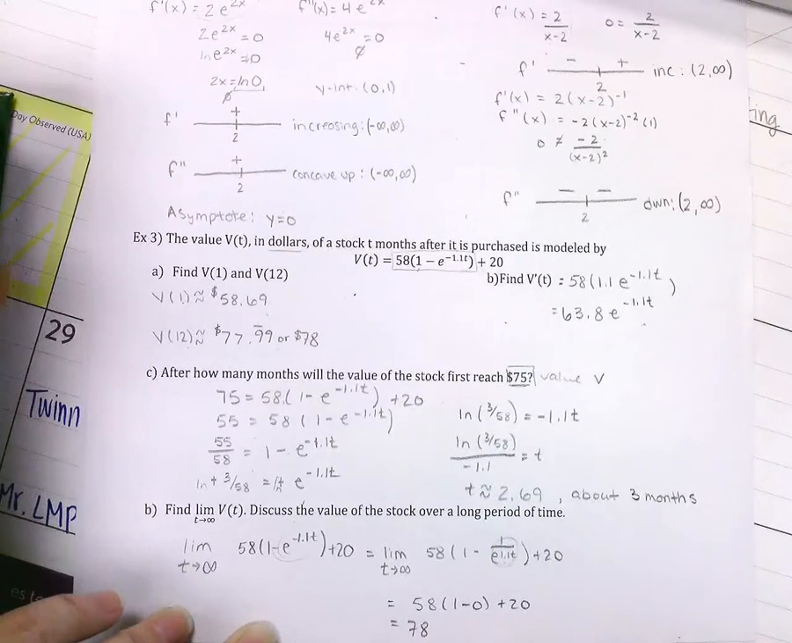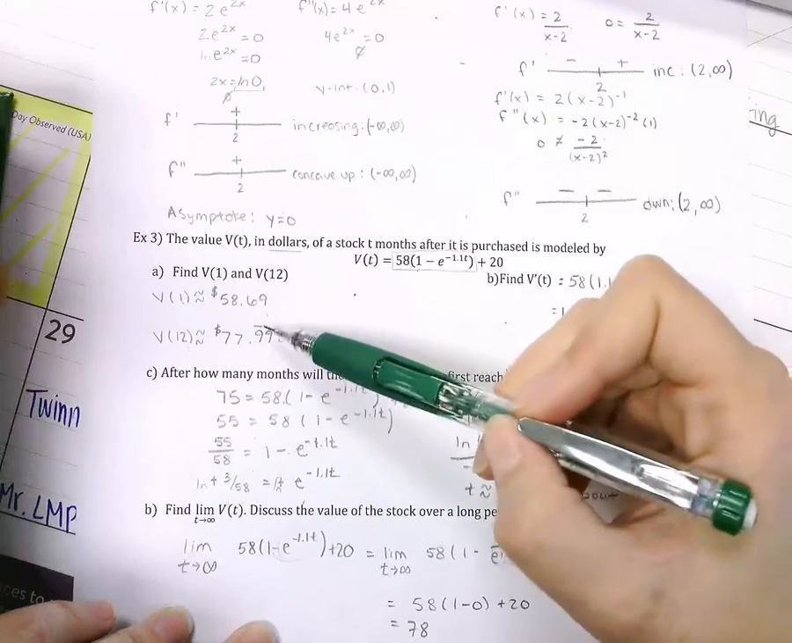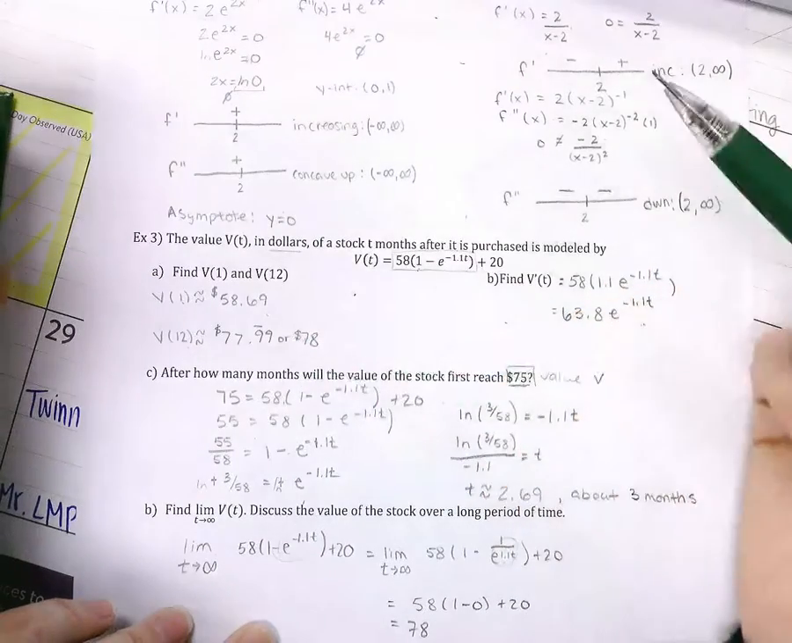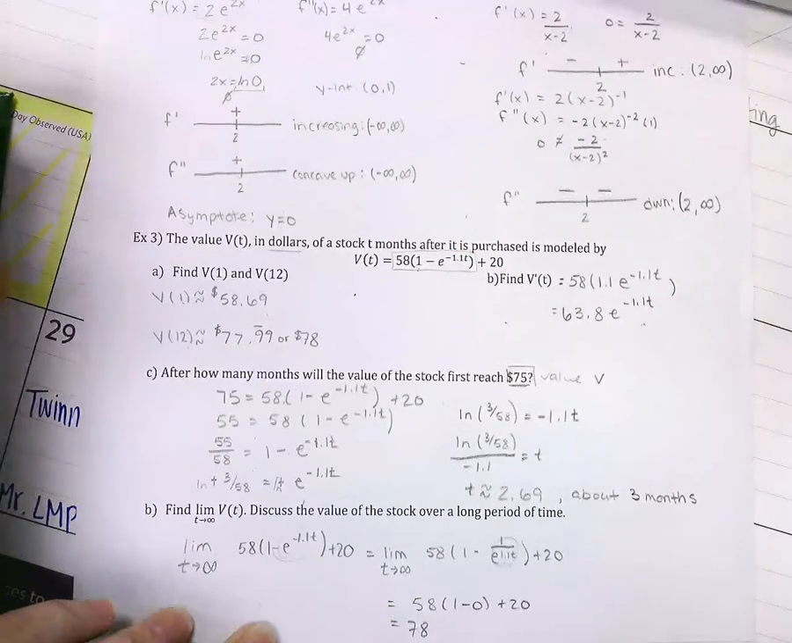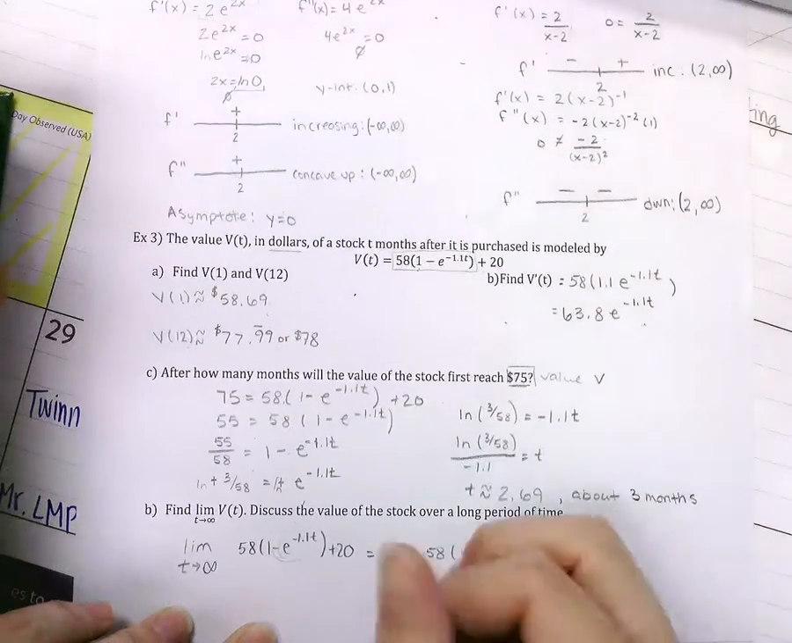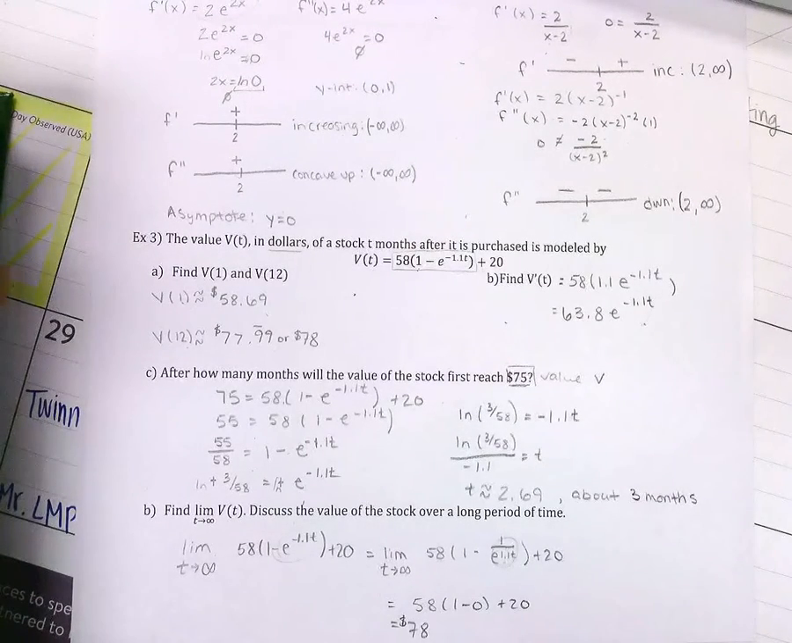Remember we plugged in 12 and we got 77.9 repeating. If you plugged in 13 and 11, you'd see it was approaching 78. So basically what that means is that your stock over a long period of time isn't going to be worth more than $78. There's almost like a limiting value for your stock value in this example. Ta-da!